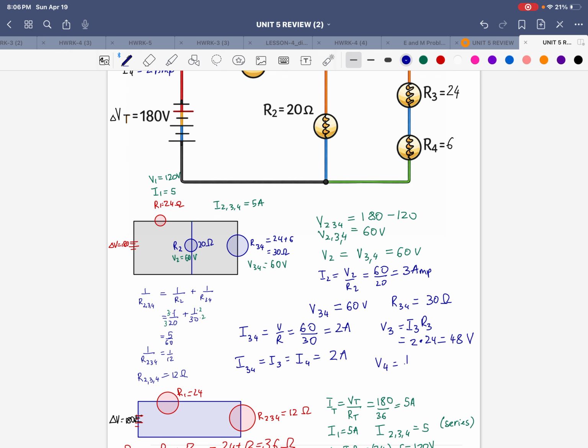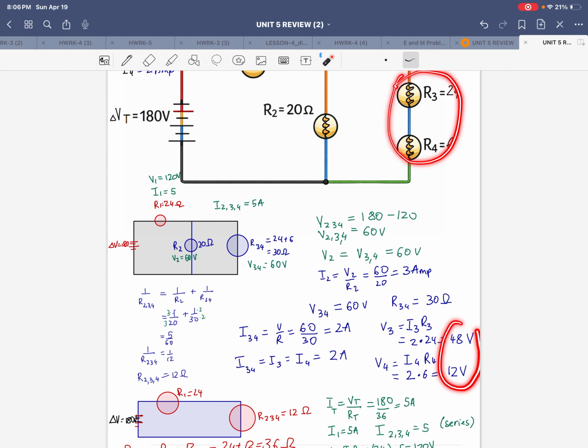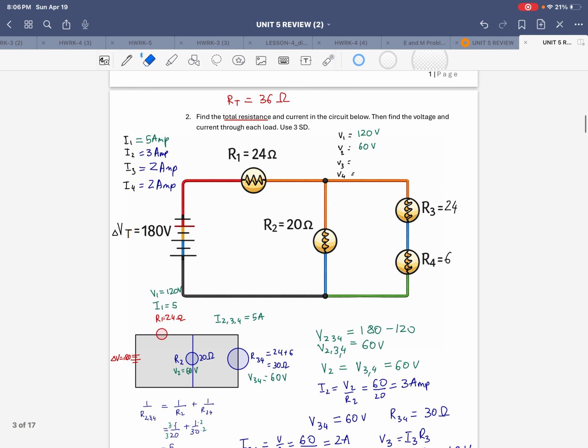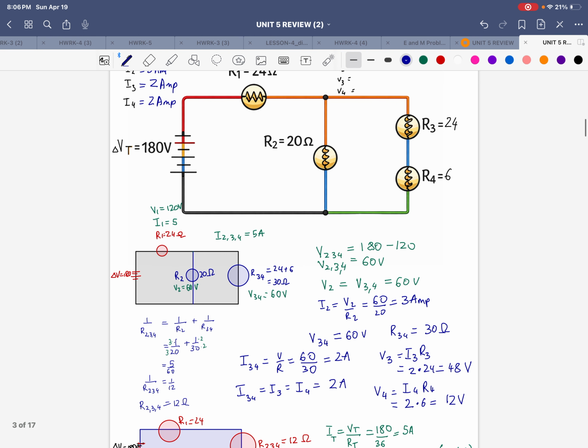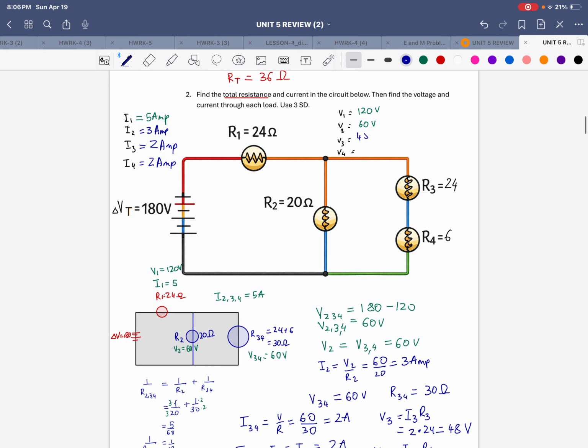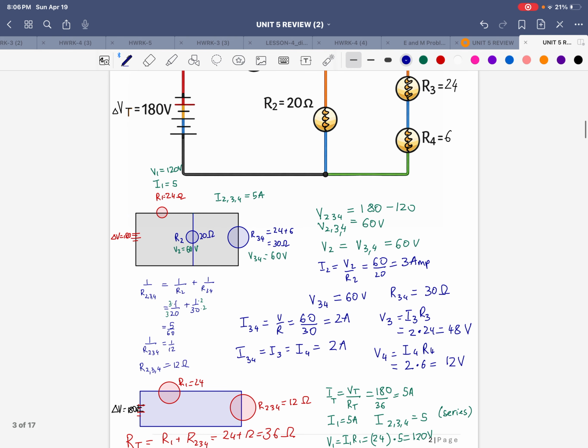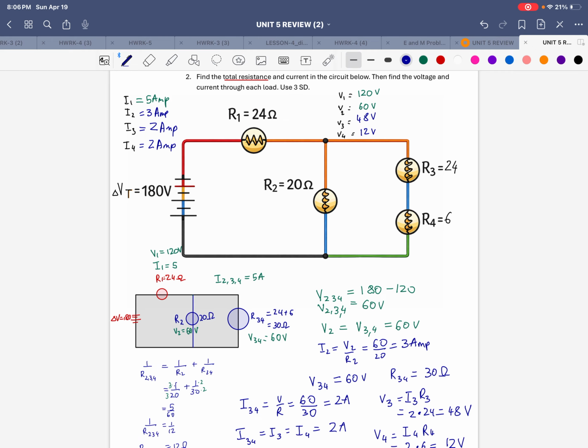And V4 is I4 R4. I4 is also 2, we said, right? And times R4, which is 6, that's 12 volts. And as you can see in here, the voltage here is 60, and they are in series, and it does equal 60 right here, so 48 plus 12. So we have V3 now, which is 48, and we have V4 that is 12 volts.